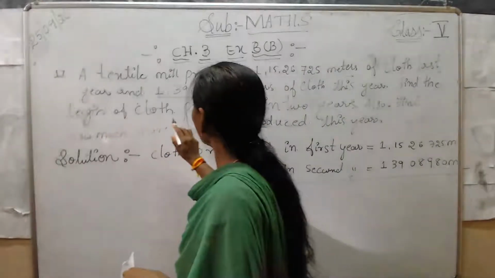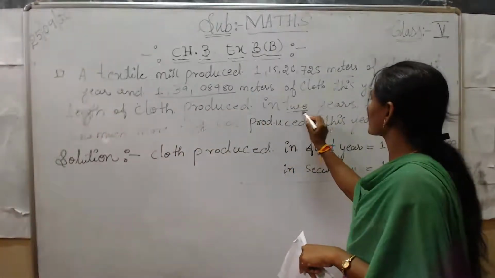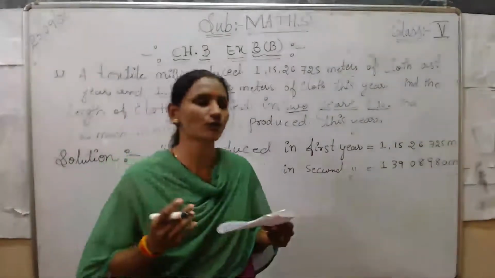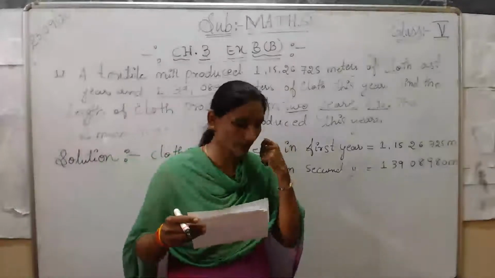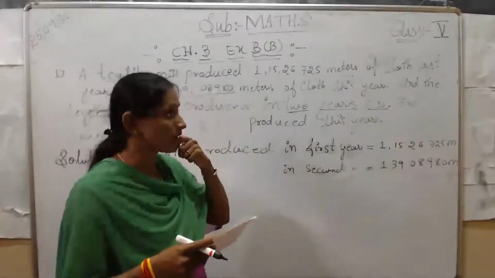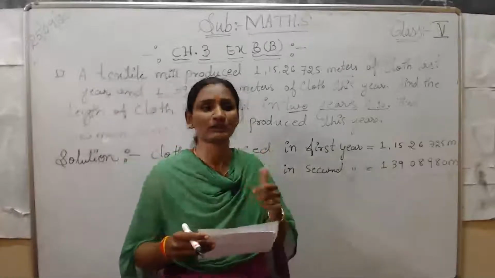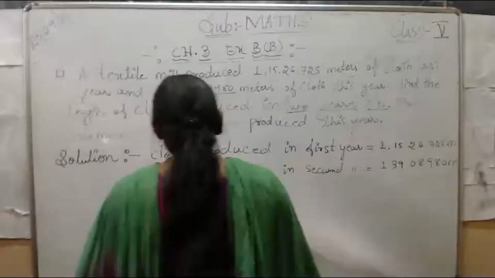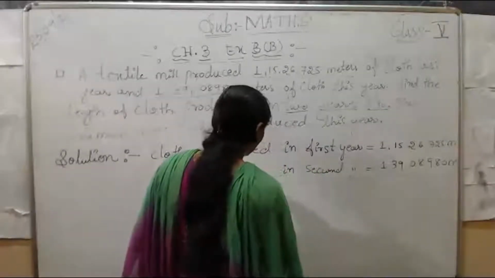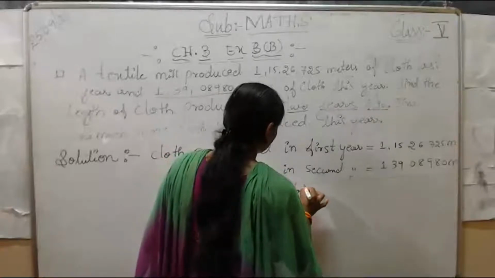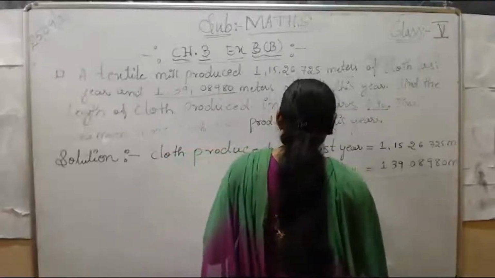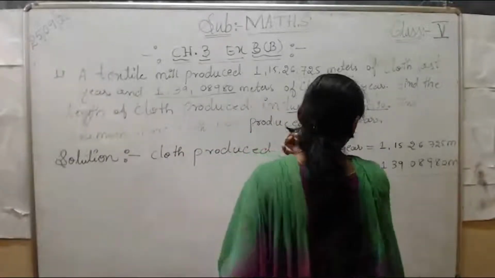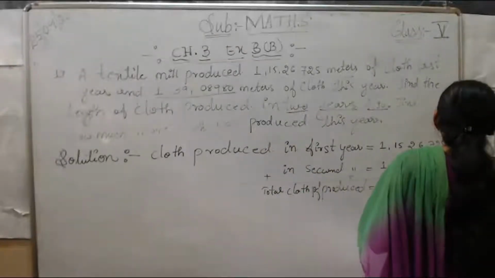What is the length of the cloth produced in 2 years? What is the meaning of this question? How much is the total production of 2 years? So you should plus, you have the addition. So the total of cloth produced in 2 years, first we have to add. We have to write the answer.